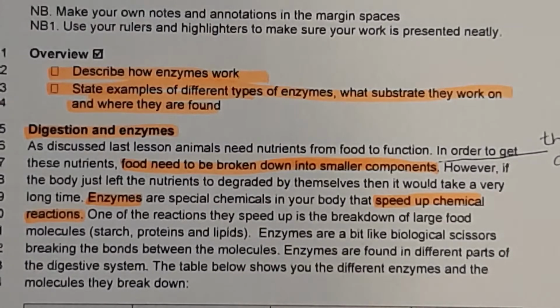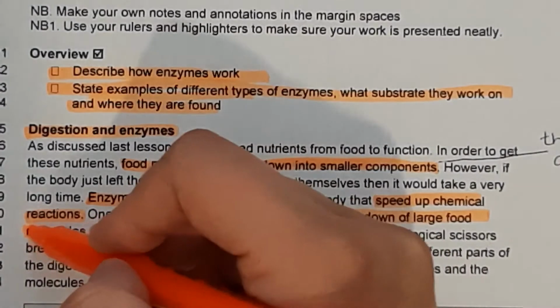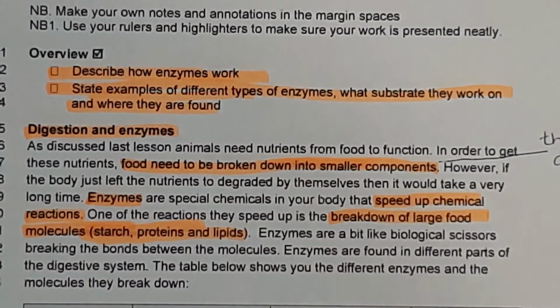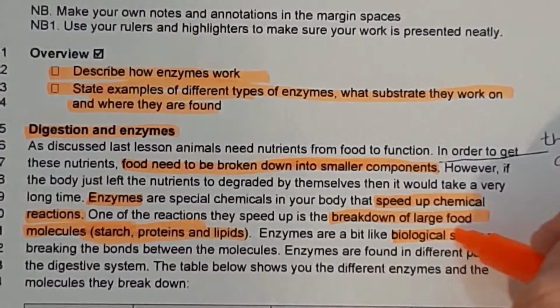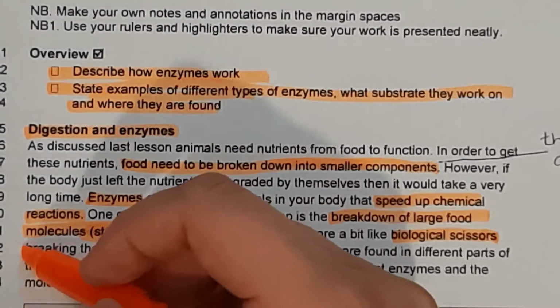One of the reactions these enzymes speed up is the breakdown of large food molecules. So enzymes speed up the breakdown of large food molecules such as starch, proteins, and lipids. Enzymes are a bit like biological scissors, and we'll talk about them in this way. So they cut things up. They break the bonds between the molecules.